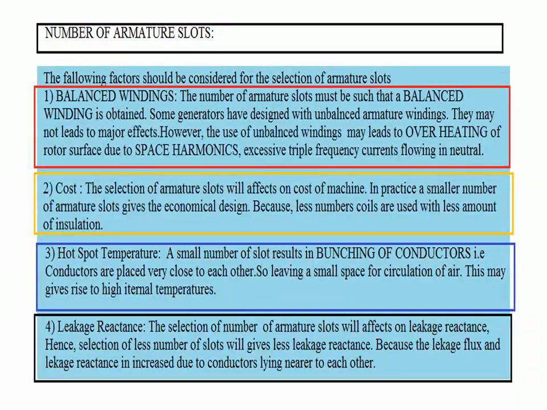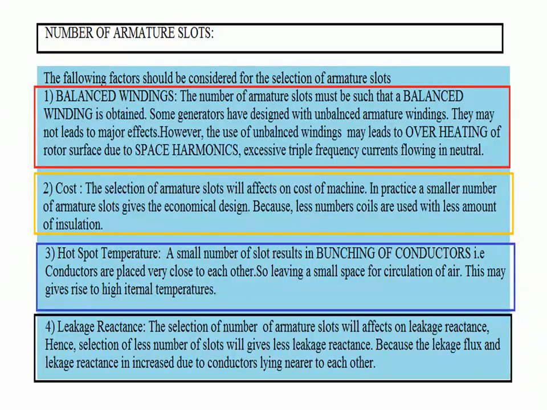For example, the factors affecting the choice of armature slots are balanced winding, cost, hotspot temperature, and leakage reactance. Just go on listing them; this list alone carries 2 marks. After that you can go on discussing each one in a few points. For example, number 1, balanced winding. The number of armature slots should be selected such that the machine has a balanced winding.